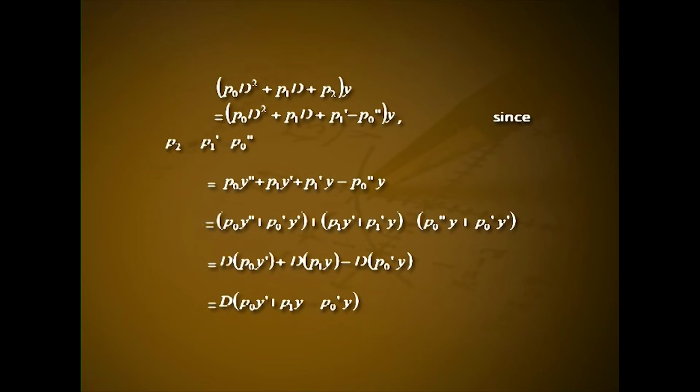Conversely, when p0'' minus p1' plus p2 is equal to 0, we have (p0 d² + p1 d + p2) of y is equal to (p0 d² + p1 d + p1' − p0'') of y, since p2 is equal to p1' minus p0''. This is equal to p0 y'' plus p1 y' plus p1' y minus p0'' y, which is equal to p0 y'' plus p0' y' plus p1 y' plus p1' y minus p0'' y minus p0' y', which is equal to d of p0 y' plus d of p1 y minus d of p0' y, that is equal to d of (p0 y' plus p1 y minus p0' y).